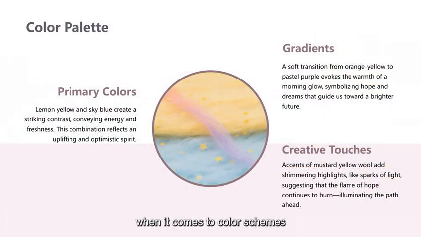When it comes to color schemes, through some pink, orange to blue, purple colors like the rising sun and gradual changes in color, with sky blue and mustard yellow accents. Does it also give everyone a warm sense of hope?